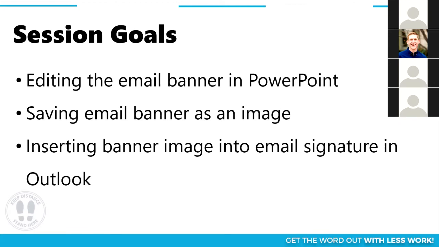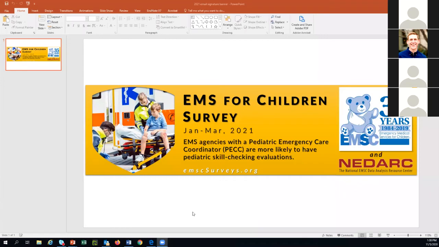The last few minutes, we're going to go over how to create a banner that you can plug into your email signature line. So we're going to actually show you how to edit that in PowerPoint. It's a PowerPoint file. Then save that email banner as an image, and then actually insert it into your email signature in Outlook. So the file that you actually use to create this picture that you're going to insert into your email signature line is actually a PowerPoint file.